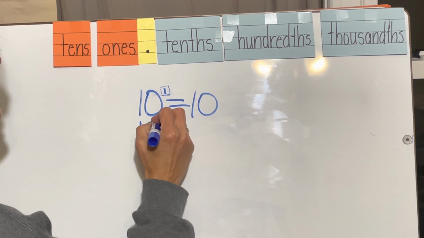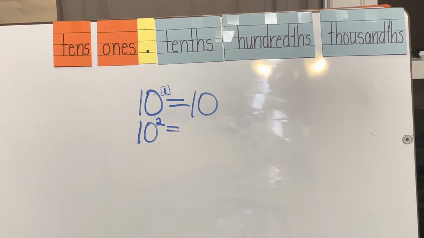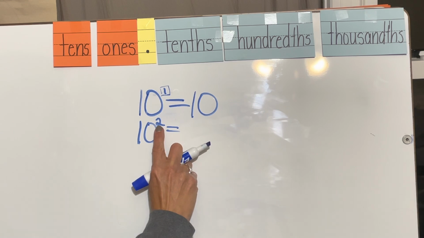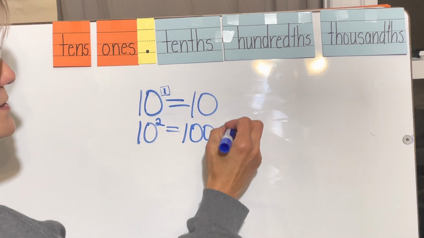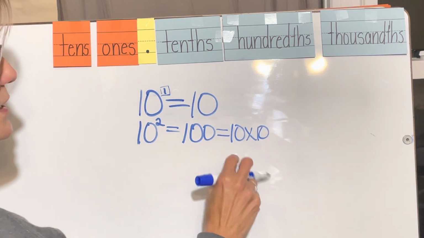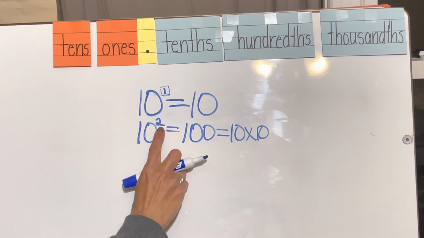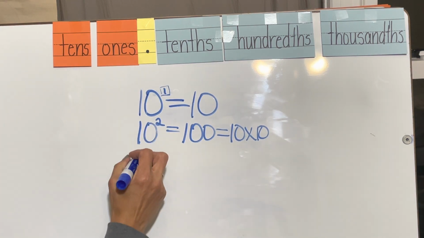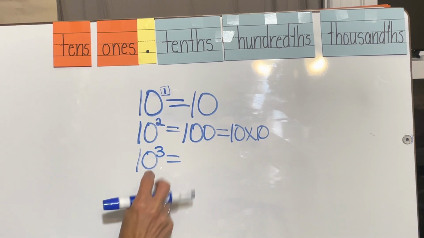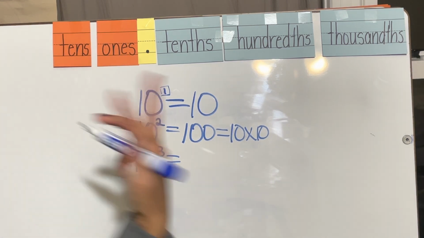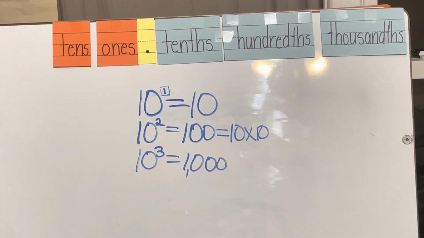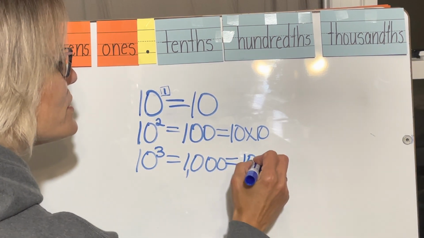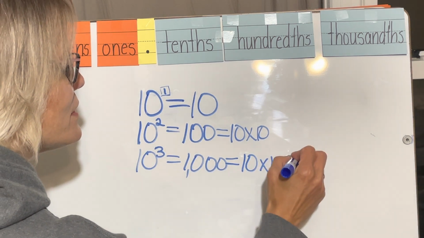Okay, what about 10 to the second power? Write it on your whiteboard. All right, this power tells me that there's going to be 2 zeros, or 100. I can also write that as 10 times 10, 2 tens. Remember, that tells me how many times it's going to be multiplied times itself. 10 to the third power. Third power tells me 3 zeros. Count them. 1, 2, 3, or 1,000. We can also write that as an equation: 10 times 10 times 10.